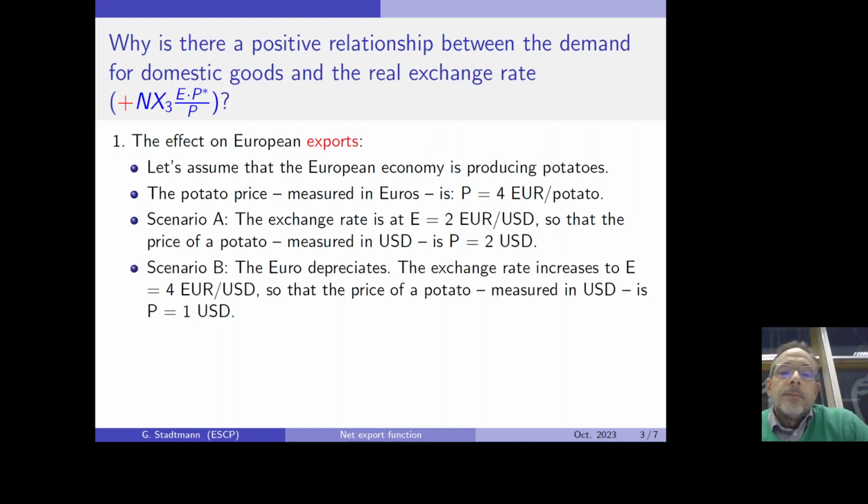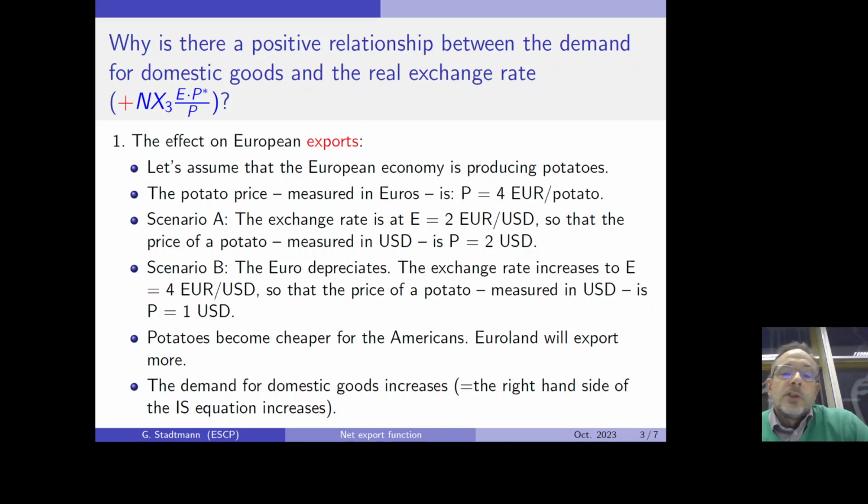In scenario B, the euro depreciates. The exchange rate increases and is now at the level of 4 euros per US dollar, so that the price of a potato measured in US dollars is equal to only $1. The potatoes become cheaper for the Americans and Euroland will export more. And therefore, the demand for domestic goods increases. The right-hand side of the IS equation increases.